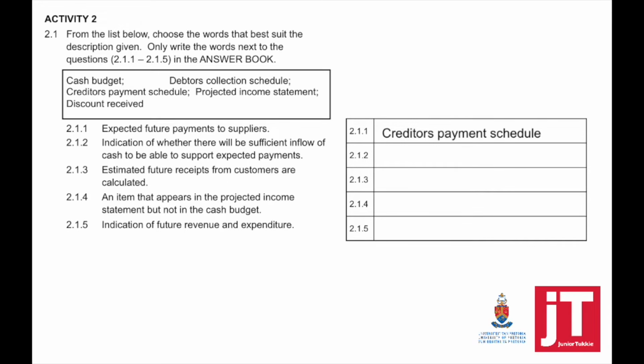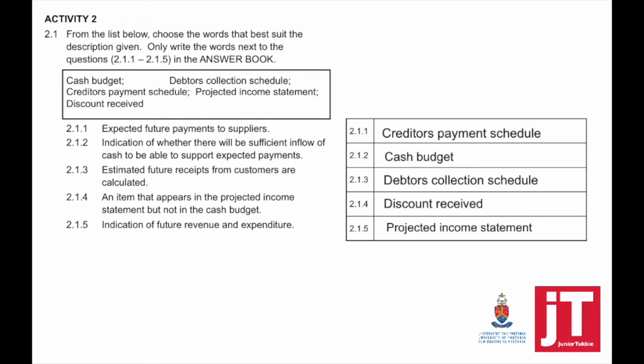Number 2, indication of whether there will be sufficient inflow of cash to be able to support expected payments in the cash budget. Number 3, estimated future receipts from customers are calculated in the debtors collection schedule. Number 4, an item that appears in the projected income statement but not in the cash budget, discount received. Number 5, indication of future revenue and expenses or expenditure will appear in the projected income statement.